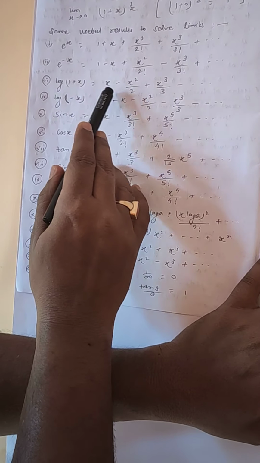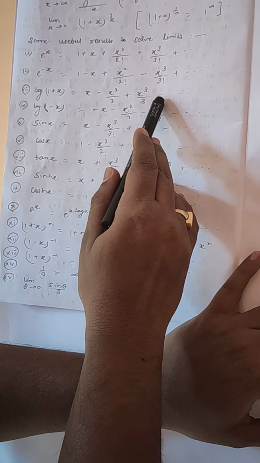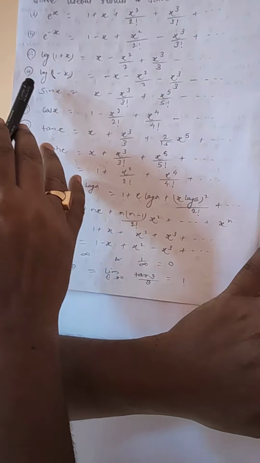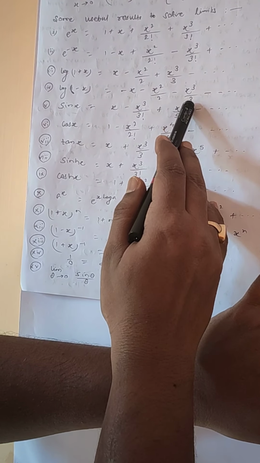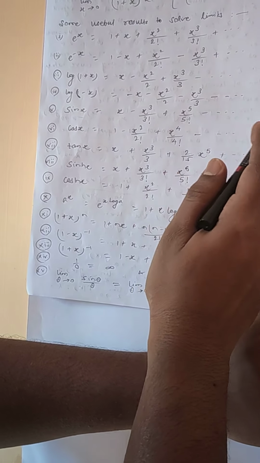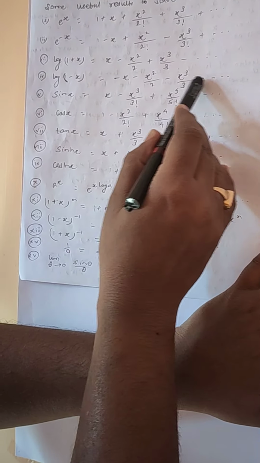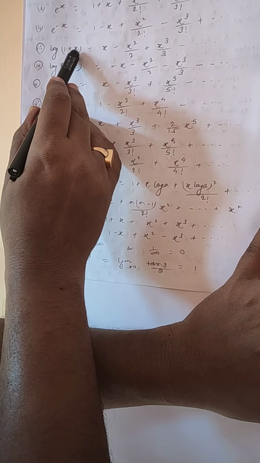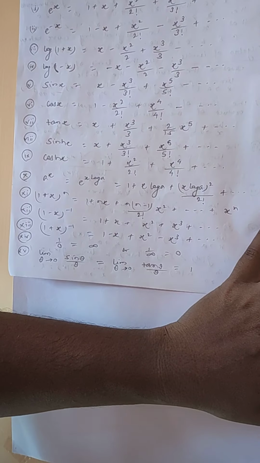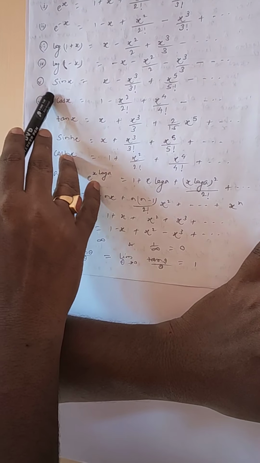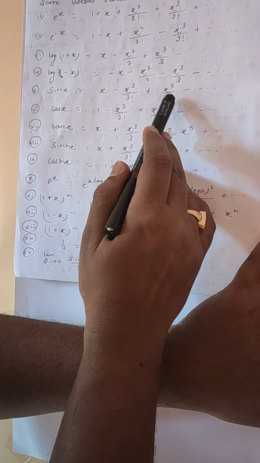Log(1+x) = x - x²/2 + x³/3 - ... Log(1-x) = -x - x²/2 - x³/3 - ... going to infinity. Here in log(1-x) all terms are negative, but in log(1+x) one term is positive, another term is negative, that is in alternate form.